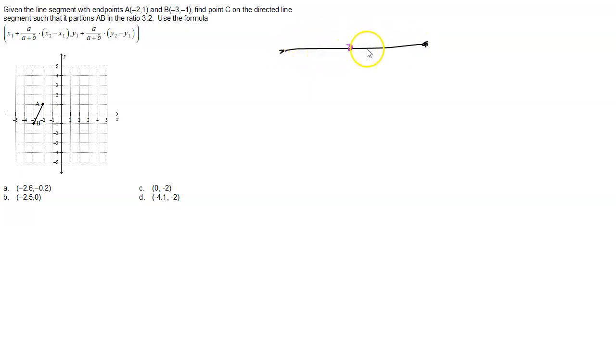If you imagined cutting it into 5 equal pieces, then 3 of the pieces would be the first part and the last 2 would be the last part. So 3 equal pieces to 2 equal pieces. But we don't know exactly where that spot is going to be. It would be around here-ish on the line I've drawn. But how do we find it when we're given a directed line segment in the coordinate plane, and we want to partition it to that specific ratio?